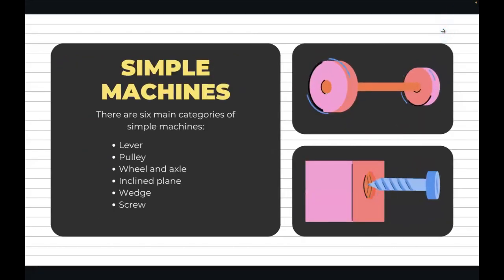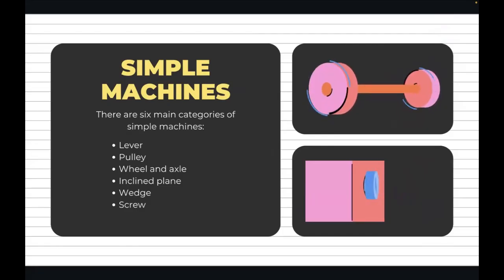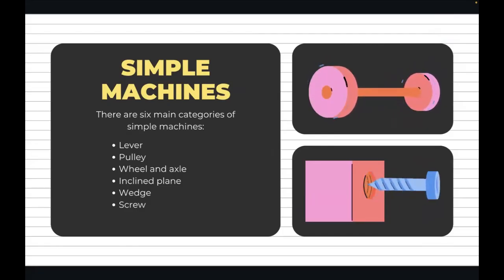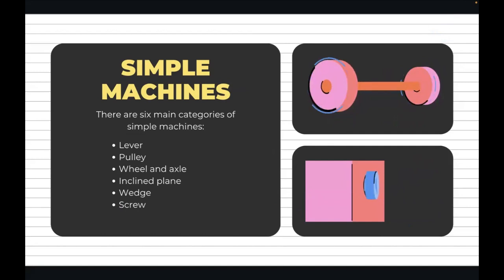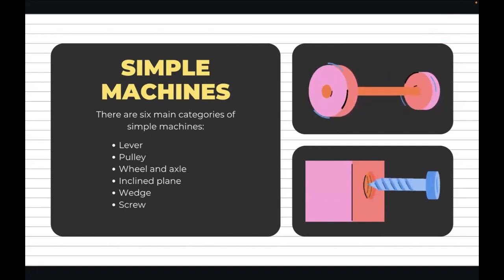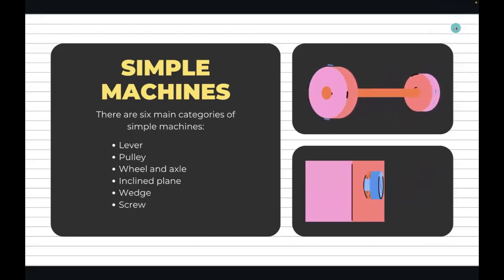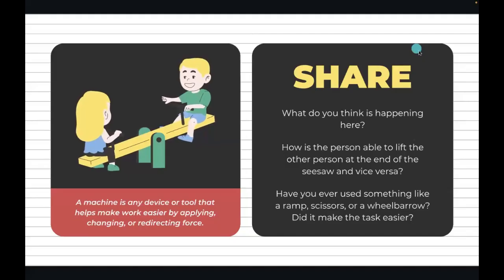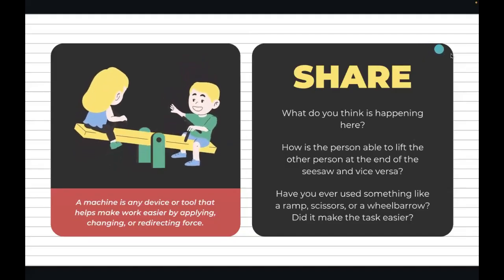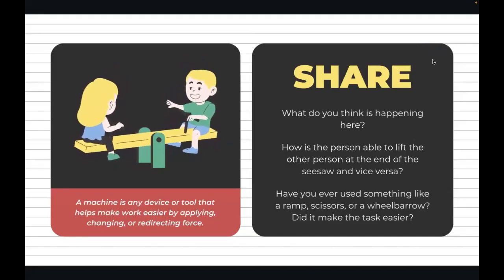So there's six main categories of simple machines. There's the lever, the pulley, the wheel and axle, the incline plane, the wedge, and the screw. And in just a moment, we're going to go into what all of these are and some examples of them. But first, I just want you guys to look at an example right now and tell me what you think is happening here.